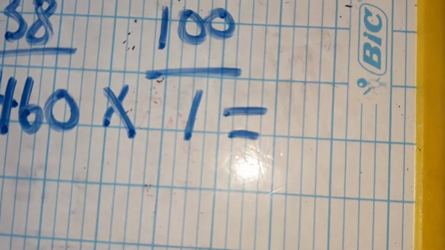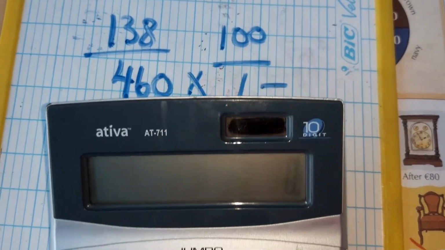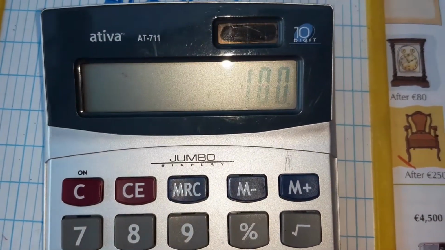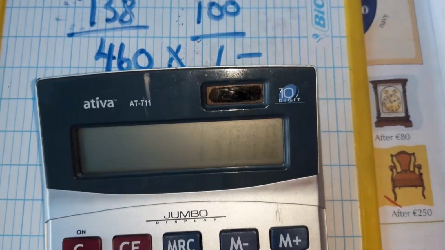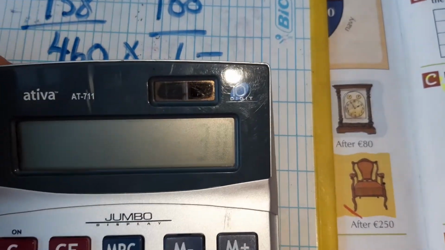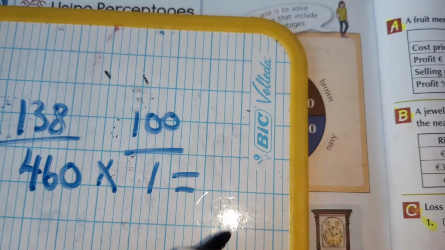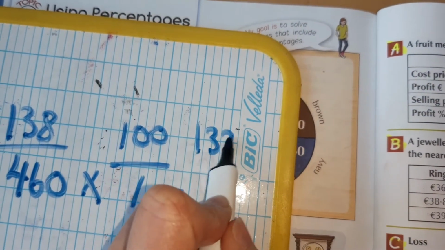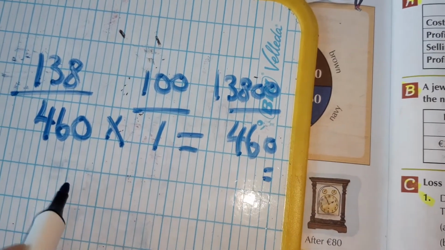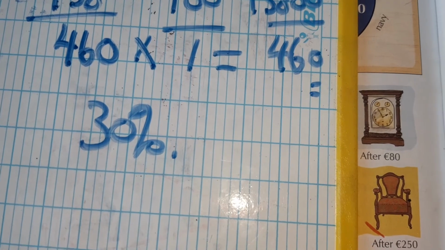So we'll just get a calculator. So what is it again? 138 times 100 divided by 460 equals 30. I don't know if you can see that very well there. 30. So if you calculated it out, you would have 13800 over 460, then divide them in, so you would be left with 30%. Find the profit for all of them in the same way.